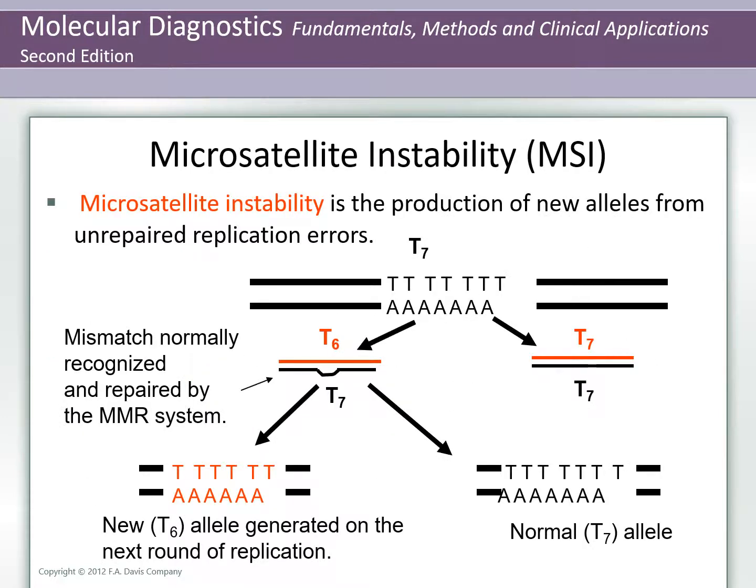Microsatellite instability is associated with mutations in the MSH2 and MLH1 genes, along with other genes involved in the repair process. Microsatellite instability is the production of new alleles from unrepaired replication errors. As mentioned before, the replication errors result from slippage during DNA replication. If the error is not repaired, the next round of replication will create a new allele of the original locus. Additional uncorrected errors will produce more alleles.